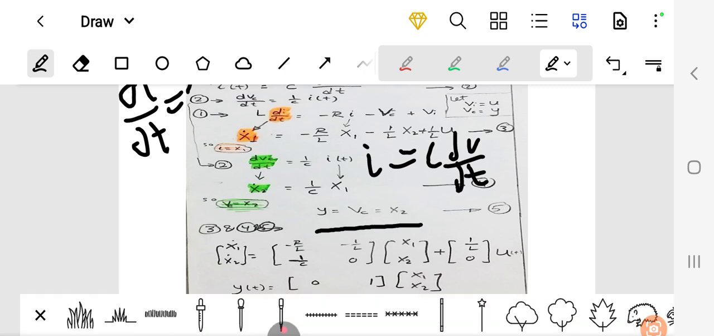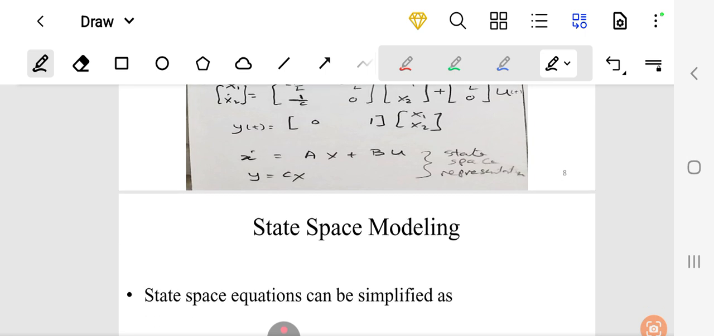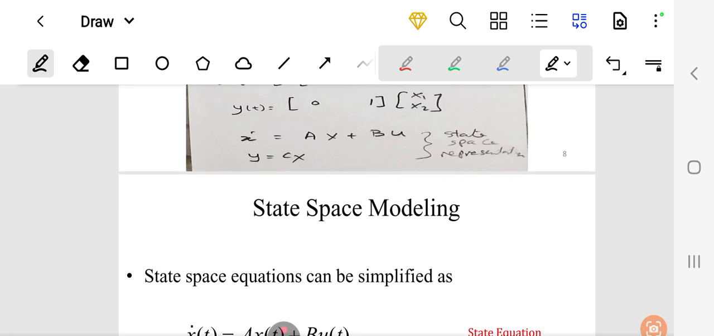x1 dot equals negative R over L times x1 and negative 1 over L times x2 for x, and the coefficient of u is 1 over L. x2 dot equals 1 over C times x1 and 0 times x2 and 0 times u. For the output, which is the second state or Vc, the coefficients are 0 times x1 and 1 times x2.